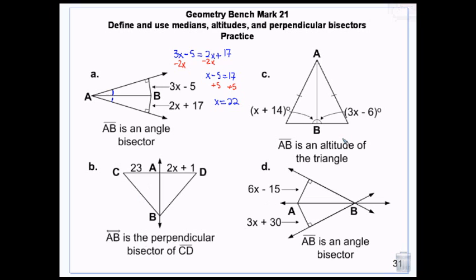For B, we have perpendicular bisector. Bisecting means that these 2 lengths are the same. So I'm going to set those 2 things equal to each other and solve it by subtracting 1 from both sides, which gives me 2x equals 22, which means x is 11. Sorry, that's sort of squished.